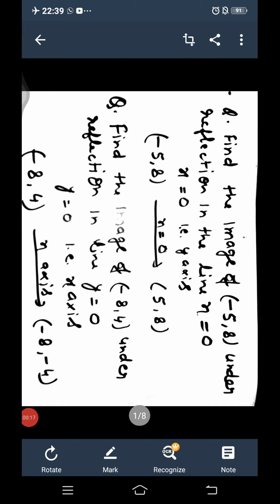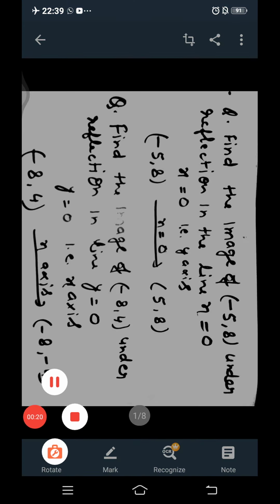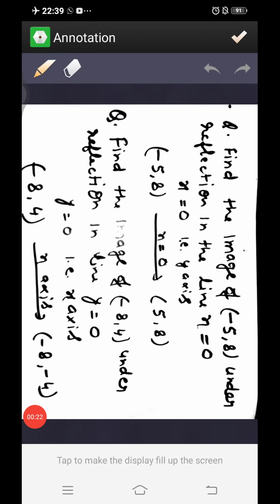Question given: find the image of (-5, 8) under reflection in the line x = 0. x = 0 means the y-axis.